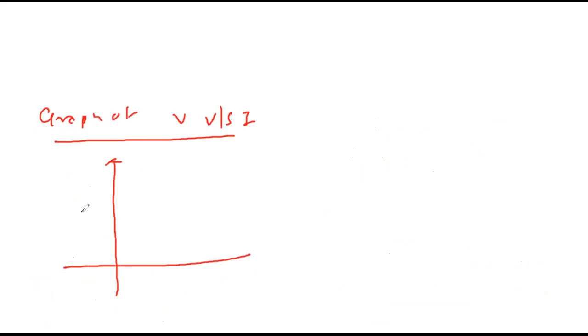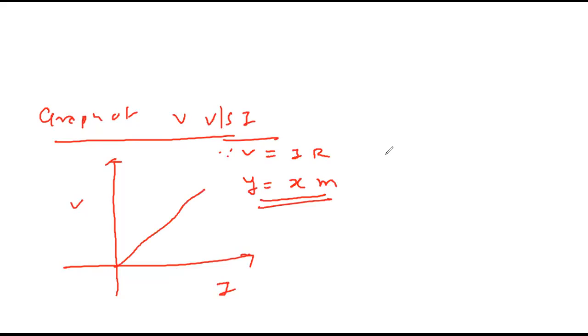Graph of V versus I. Since V is IR, V I am taking along Y axis. I am taking I along X axis. So can I say if I compare this with y equal to mx, it will be a straight line passing through origin? Yes. What will be slope? Slope is resistance, yes, sir. So in VI graph, slope is resistance. Or we can say tan theta, if it makes angle theta, equal to resistance.